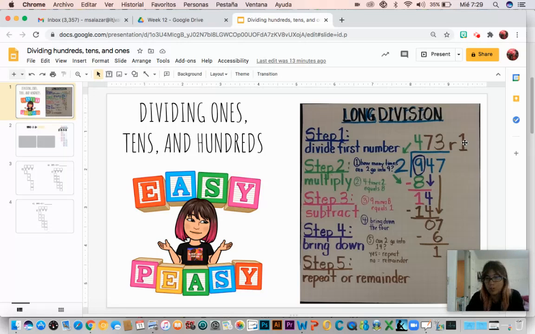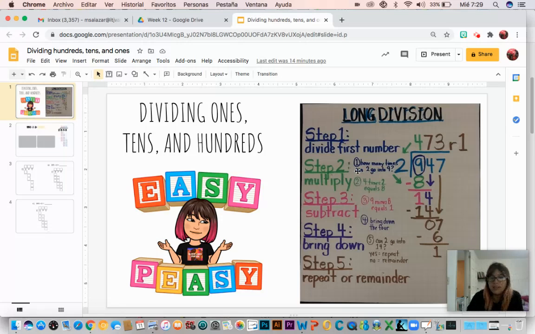That's super important, okay? So if you have something left at the end, bring it up to your answer and you put an R. That's the remainder, the one that is left, the one that you could not put into any group anymore, because remember your groups have to be equal, okay?